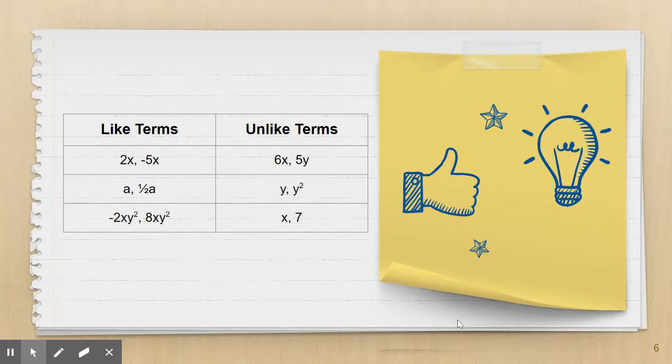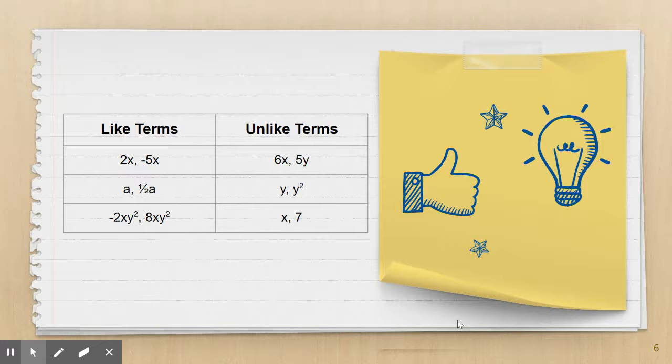So here are some examples of like terms and unlike terms. Again, like terms, these are your red and your green apples. 2x, negative 5x. Those are like terms. Yes, they have different coefficients. One of them is positive, one of them is negative. However, the variable is x, so we can combine them. Same thing with a and 1/2 a. It doesn't matter if your coefficient is positive, negative, whole number, a fraction, or a decimal. As long as it has the same variable, you can combine them.